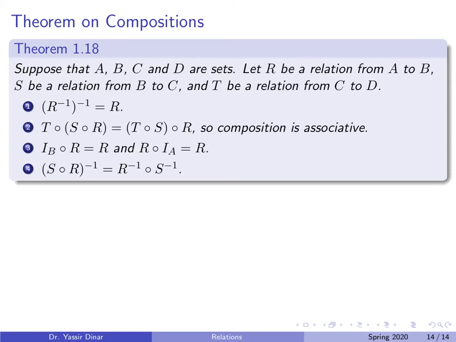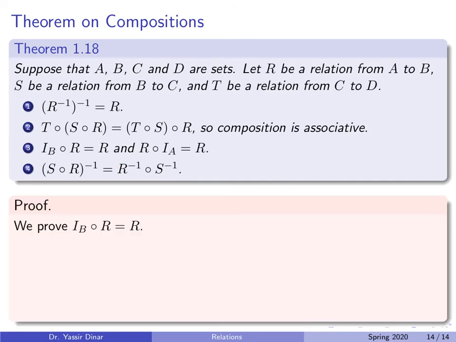The last identity here is the inverse of a composition. So if I take the inverse of the composition of a relation R with a relation S, it is the same as taking the composition of the inverse of S and the inverse of R. I will prove here the third one. I want to prove that the identity relation on B circle R is equal to the relation R.